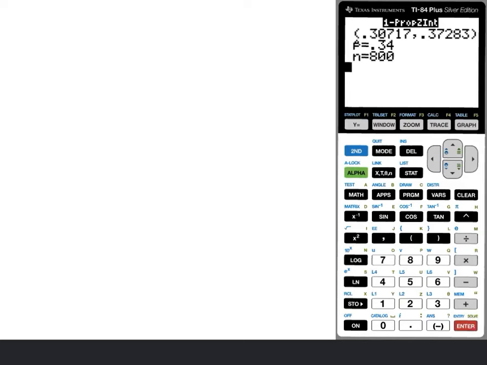So this is what I'm looking for. So I've got 0.30717 and 0.37283. So that is my confidence interval. There's my p-hat. We just calculated that, right? We found that 272 divided by 800 gave us 0.34. So that's nice that that's given to us. And then n equals 800. That's just reminding us what our sample size was.